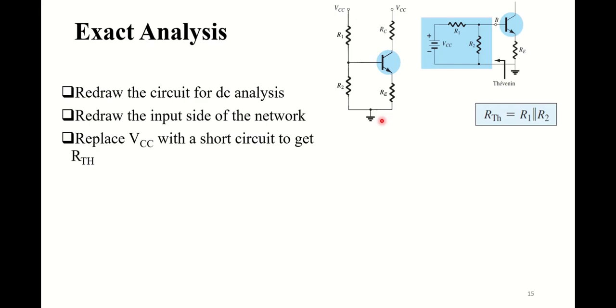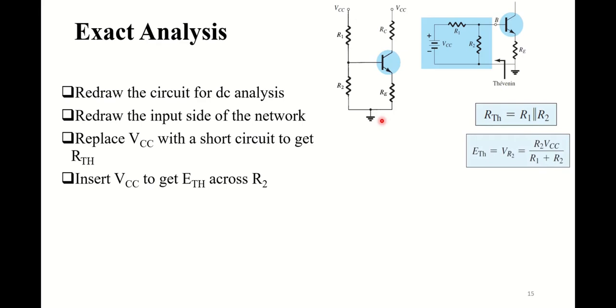After finding R Thevenin, we need to find the second parameter, E Thevenin or VOC, to complete our Thevenin equivalent circuit. This can be calculated as E Thevenin is equal to the voltage drop across R2, that is equal to R2 VCC over R1 plus R2. Now, as we successfully calculated both the parameters of R Thevenin and E Thevenin that were required to draw the Thevenin equivalent circuit of voltage divider configuration, the Thevenin equivalent circuit can be drawn as shown in this figure.